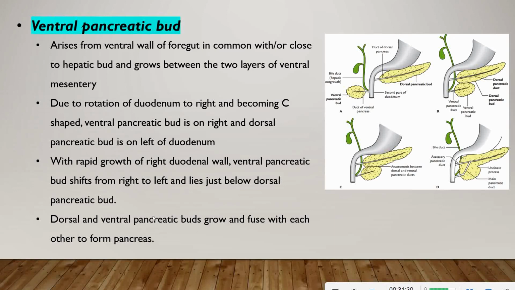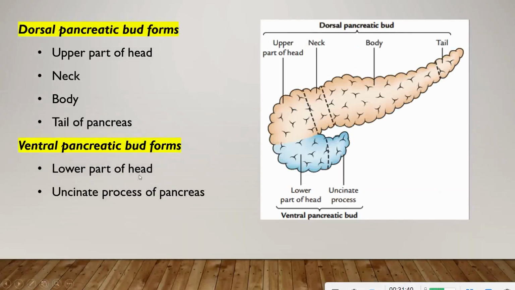The dorsal and ventral pancreatic bud grow and fuse with each other to form the pancreas. So you can see here the dorsal pancreatic bud forms the upper part of the head, neck, body and tail of pancreas, and ventral pancreatic bud forms the lower part of the head and uncinate process of pancreas.